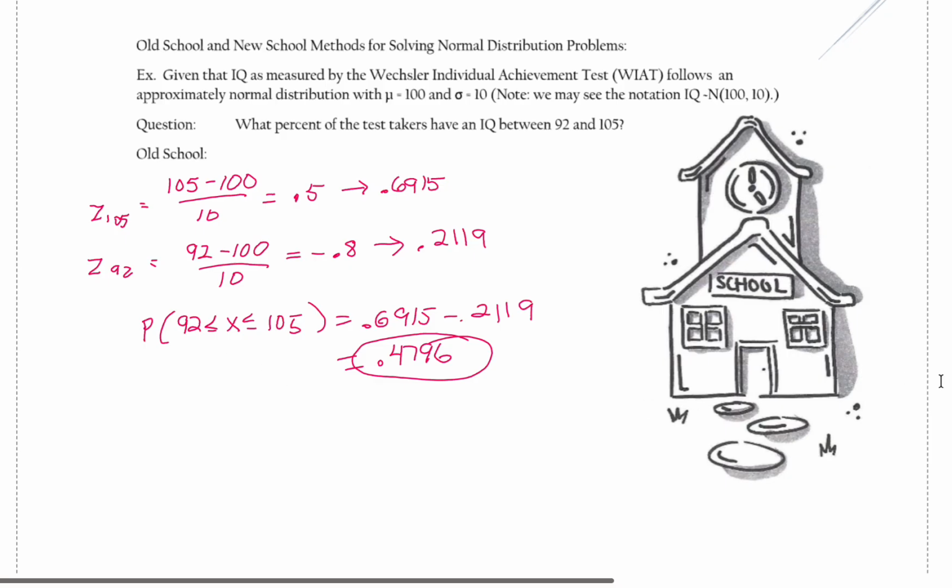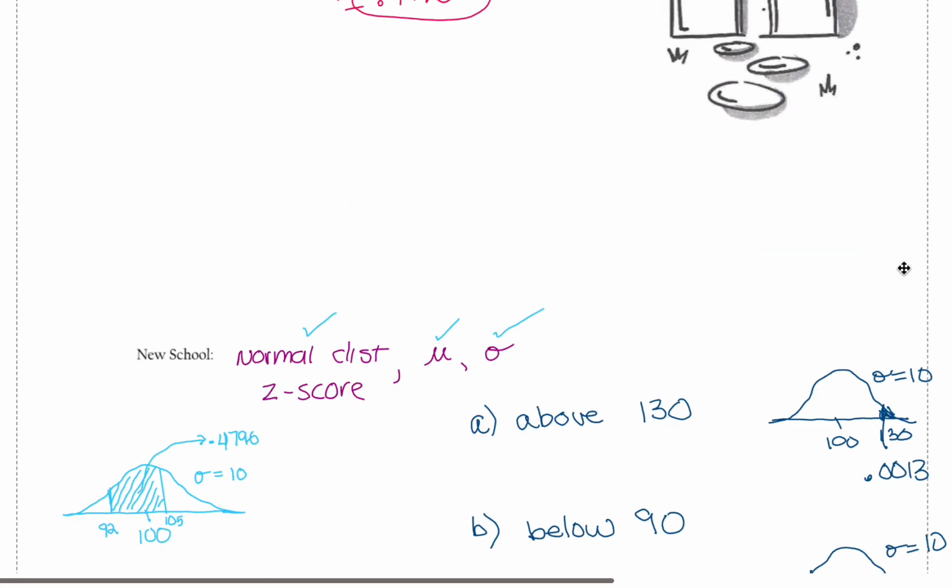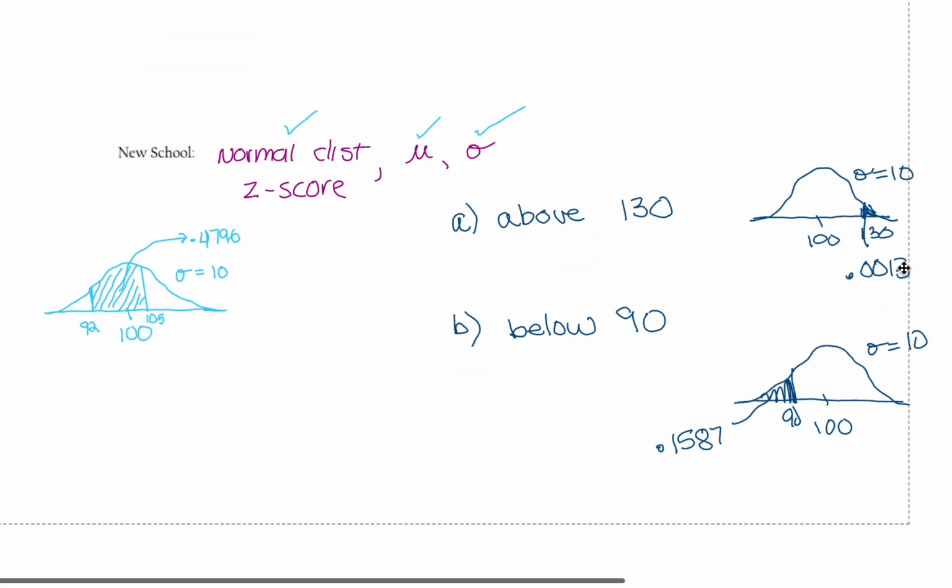So you can see that it's way faster than finding the z-scores for each and calculating the proportions by hand. So it's definitely easier, and it's going to save you a lot of time in your exam. So the new school is the normal distribution with z-score, mu, and standard deviation. We all have those. That's nice.